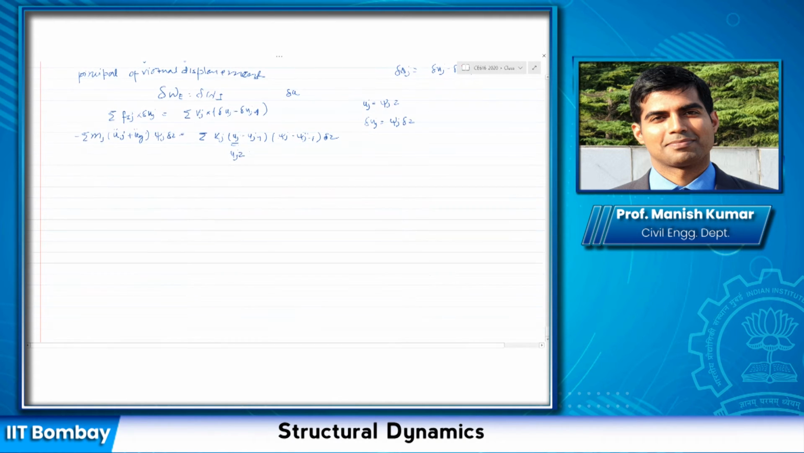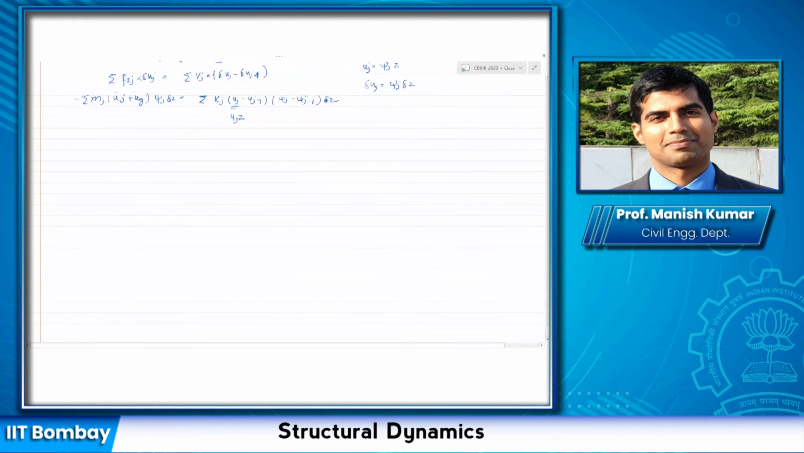Okay, so I can substitute again uj as phi j times z, and bring everything to one side. Okay, and I'm just going to write down the final expression also, because right now it is becoming very difficult for me to write here. Okay, and get the expression as m equivalent times z double dot t plus k equivalent times z t is equal to L equivalent times ug double dot t.